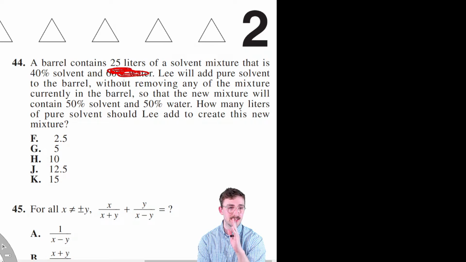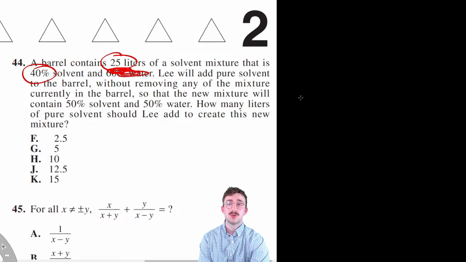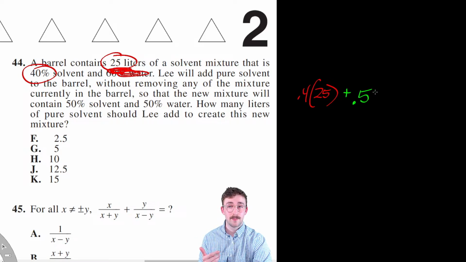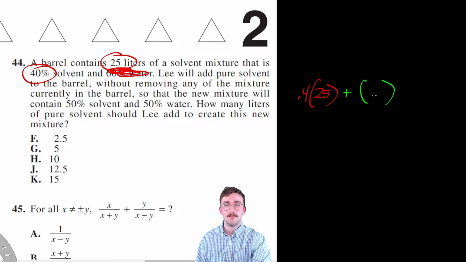My thought process is I need the amount of solvent to be equal across the board. So I'm basically going to take the 40% solvent and multiply it by 25. So 0.4 times 25. And I'm going to add that times 0.5, which is the percent of the solvent that I'm going to add. Oh no, sorry, my bad. We're adding pure solvent. So it's 100%, so just 1. Which I'll just put in parentheses then. Pure solvent in what amount?